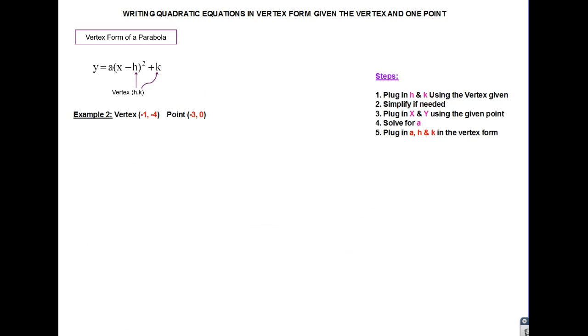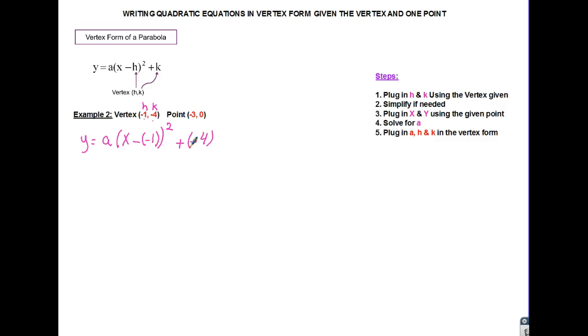Okay, so in this question, my vertex is (-1, -4), and I have a point of (-3, 0) on my graph. So let's follow the steps to write the vertex form equation. First, we need to label h and k, plug them in. y equals a times x minus h. h is -1, all squared, plus k, plus -4.